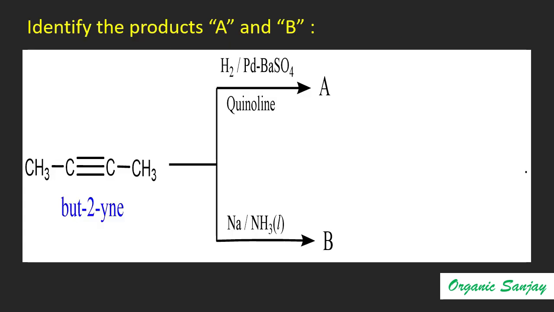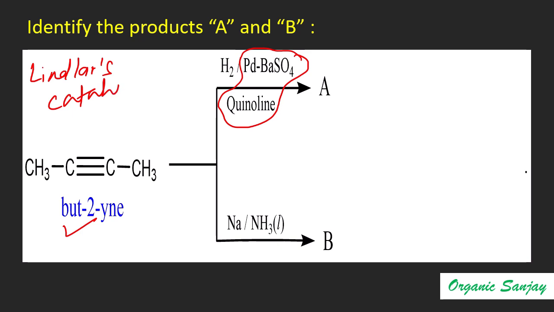One very important question: identify the products A and B. You are given but-2-yne and you are asked to find A and B. The combination given here, Pd/BaSO4 with quinoline, is called Lindlar catalyst, and this will stop the reaction at the alkene stage.